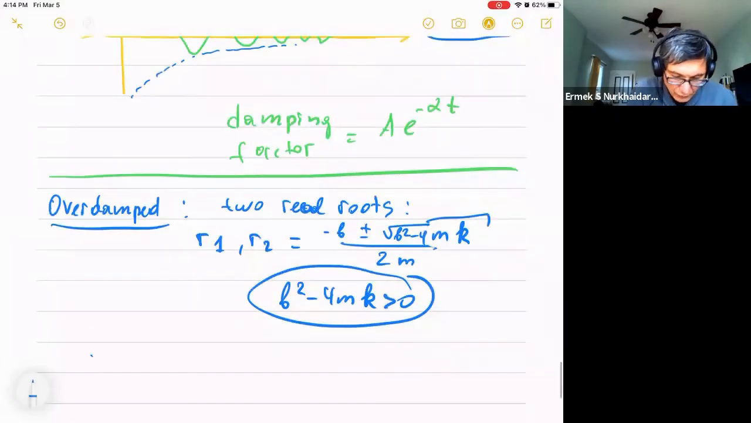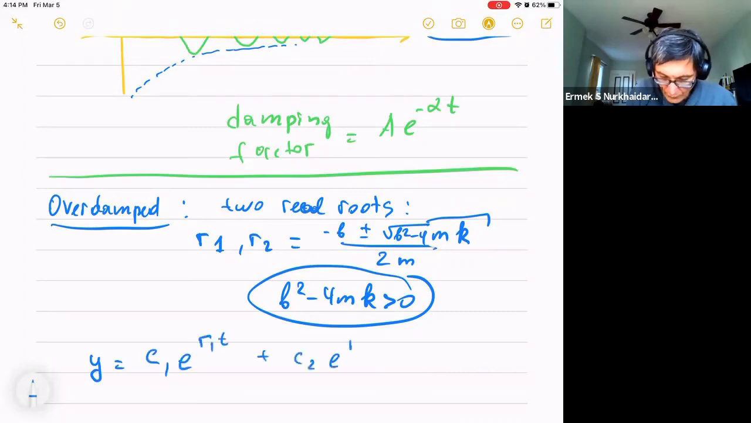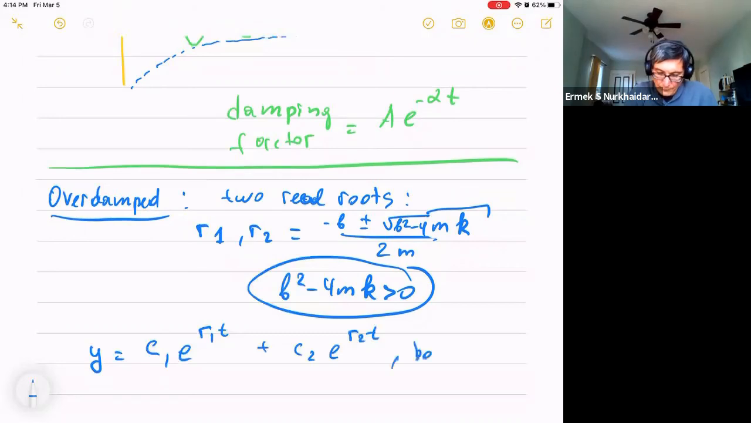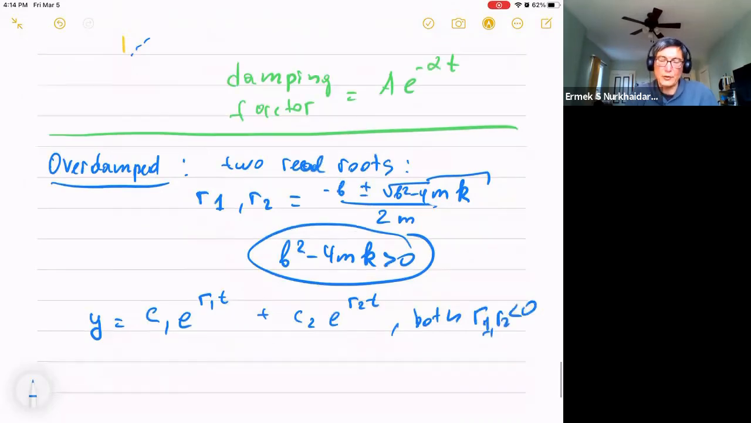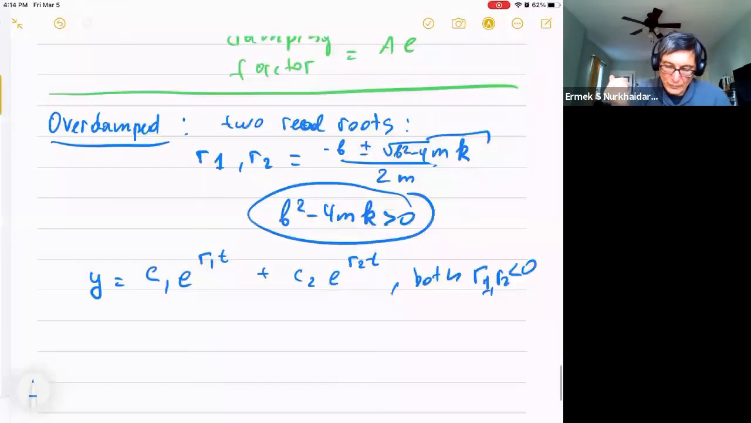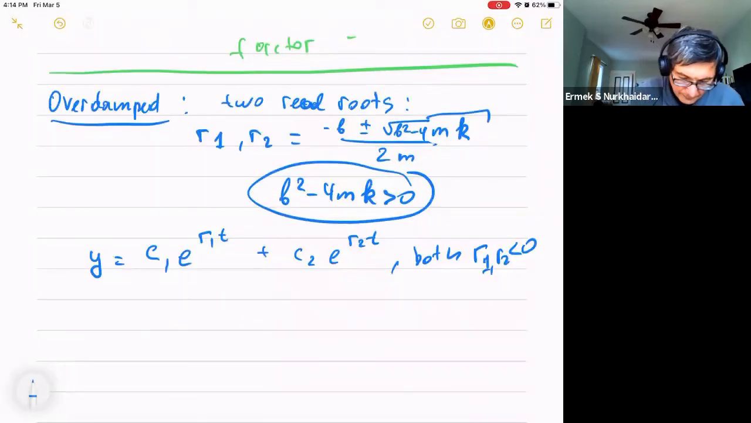So we have our solution, y equals c1 e to the r1 t plus c2 e to the r2 t, where both r1 and r2 are less than 0. You can do the calculations and check that, because of our formula, negative b is going to make everything negative. So r1 and r2 are negative.